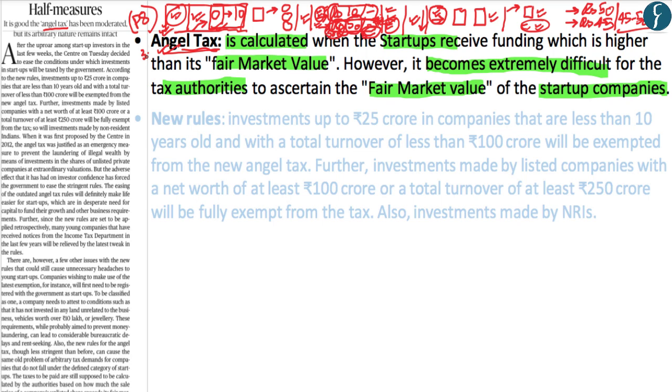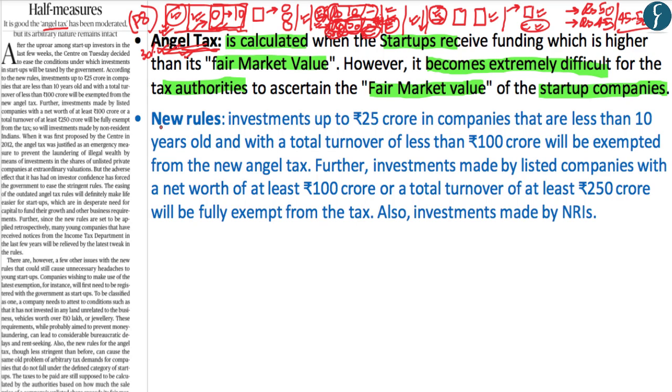And therefore, this 30% taxation under the angel tax was heavily criticized in the sense that it would decrease the foreign and the domestic investment in Indian startups. And therefore, with regards to this, the government of India brought in new rules with regards to angel tax, whereby they said that investment up to rupees 25 crores, based on certain conditions, will be exempted from this new angel tax. And similarly, the government of India also exempted investment made by NRIs into Indian startups.